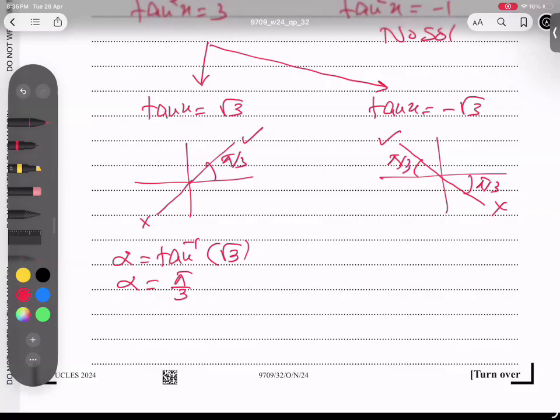So the first answer, which we can get from here, I can say directly, x = π/3. So this we have done, first answer. Second, students, from here till here, I can say x = π − π/3.